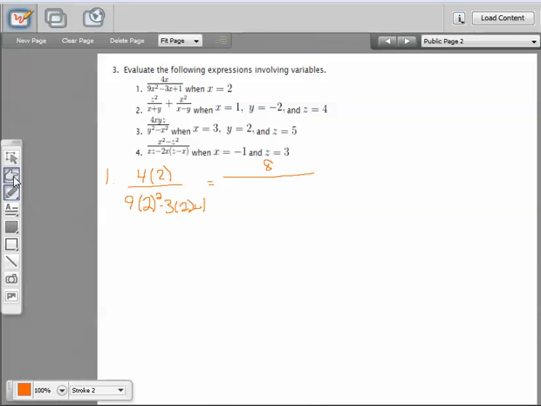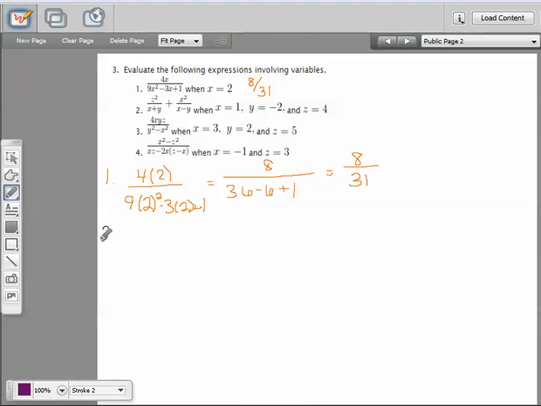We have to do exponents first, so 2 squared is 4, and then 4 times 9 is 36. So 36 minus 6 is 30, and 30 plus 1 is 31. So we can probably leave that just as 8 over 31. I don't want to go change that to a decimal if I don't have to. So let's leave that as a fraction as 8 over 31.